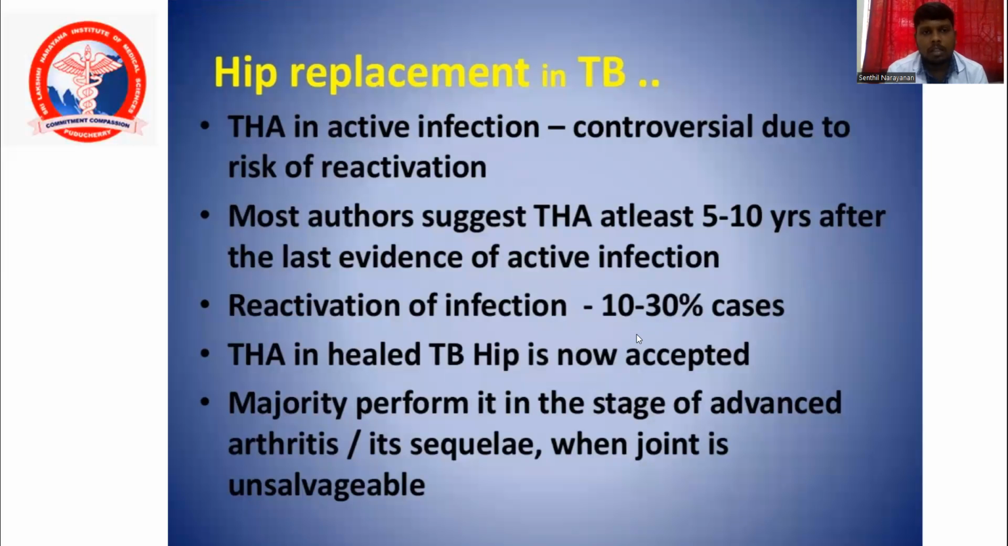Hip replacement, THA, in active infection is controversial due to the risk of reactivation. Most authors suggest total hip arthroplasty at least 5 to 10 years after the last evidence of active infection. Reactivation of infection occurs in 10 to 30% of cases; THA in healed TB is now accepted. The major problem in the stage of advanced arthritis is sequelae when the joint is unsalvageable.